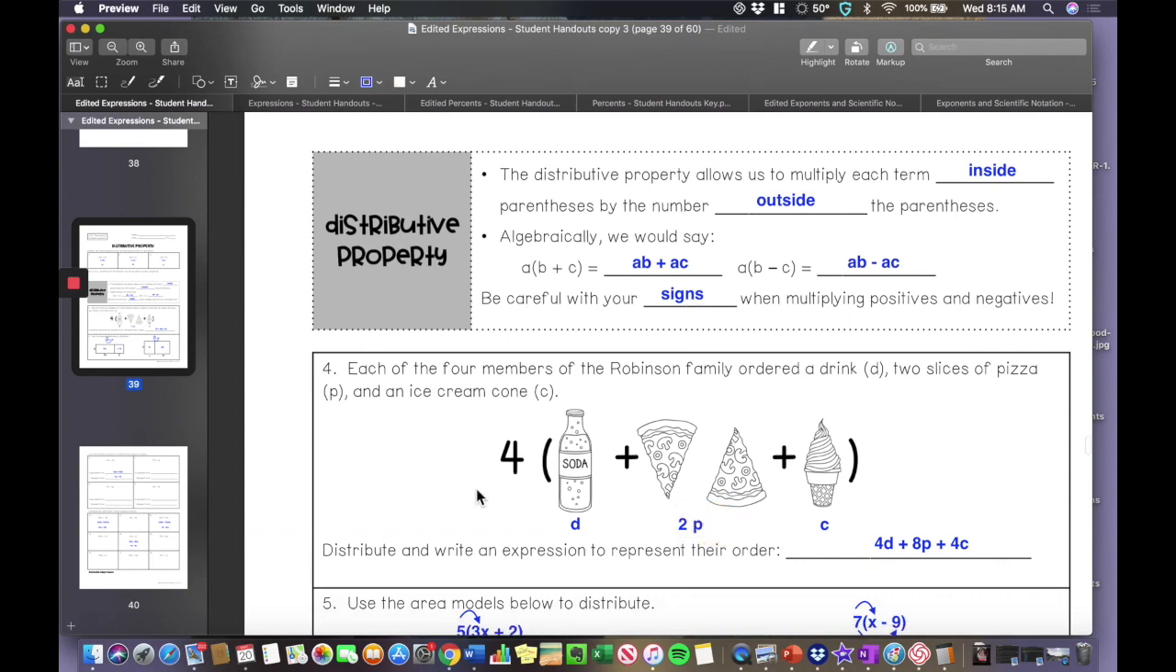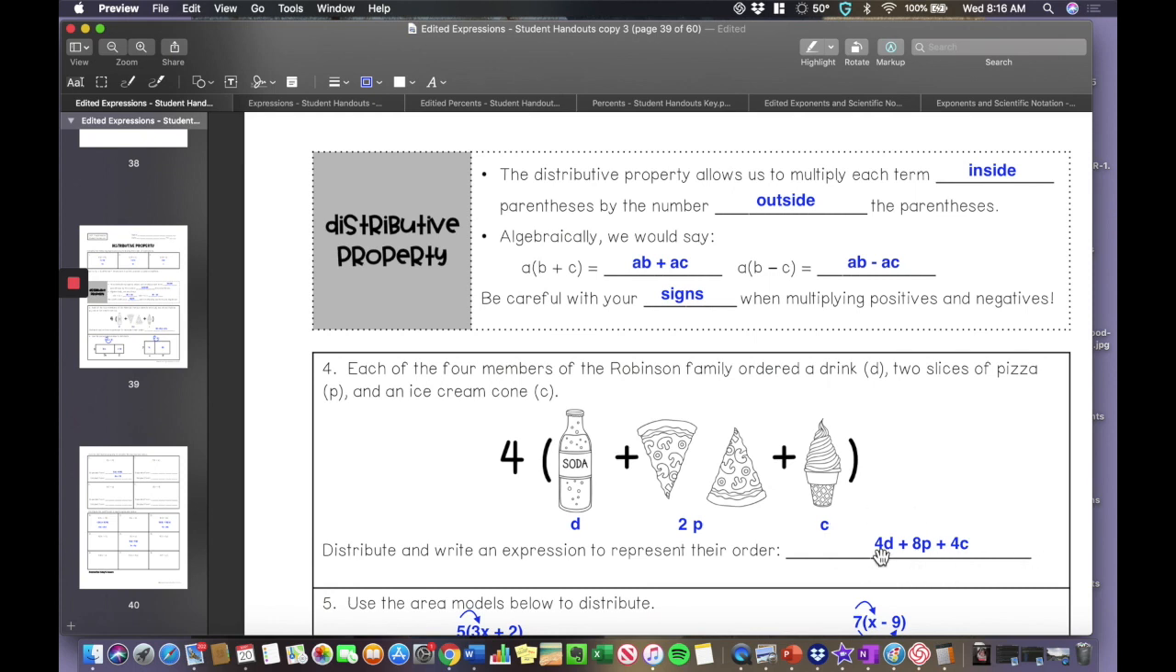So I can take 4 times one of the D's, 1 soda. So the Robinson family is going to need 4 drinks, 4 sodas. I'm going to take the members of the family 4 and multiply it by a positive 2p. So 4 times 2 is 8, represented by the variable p, pizzas. And then I'm going to take 4 times the 1 cone, and that means I need 4 ice cream cones.